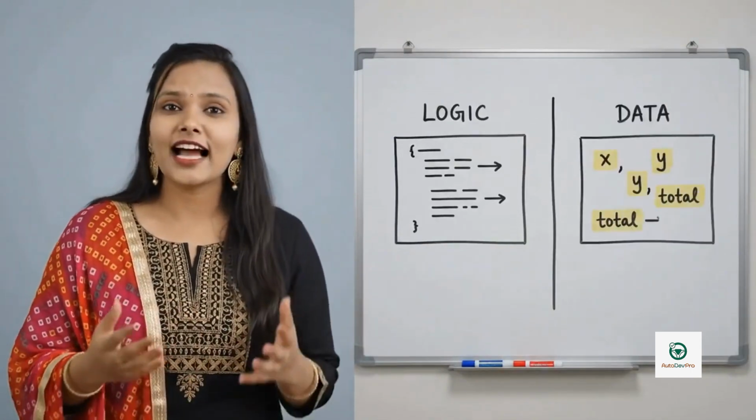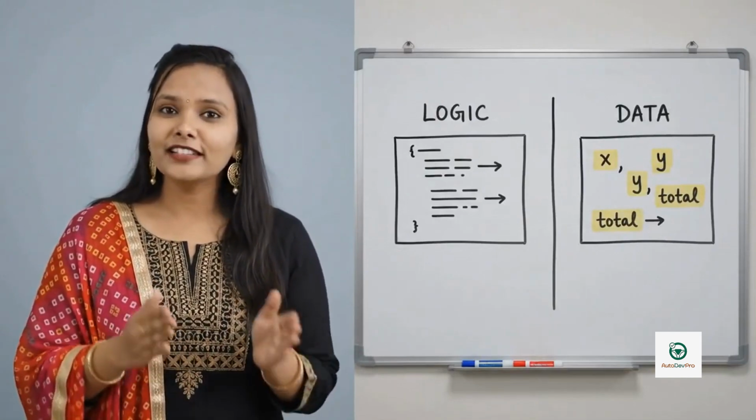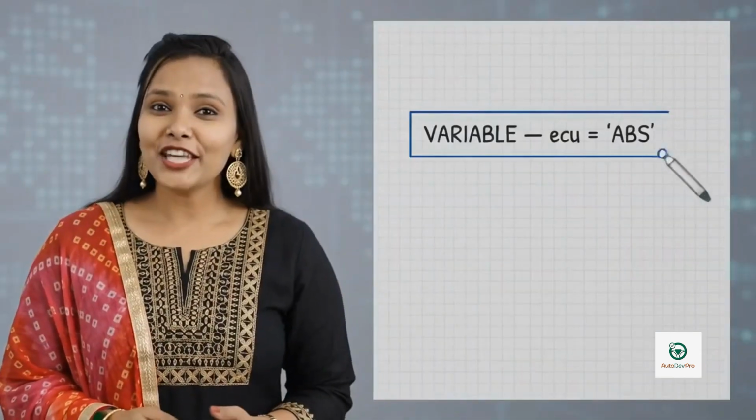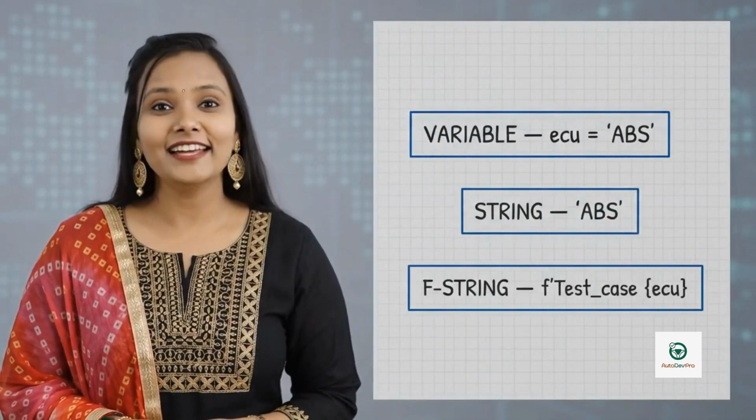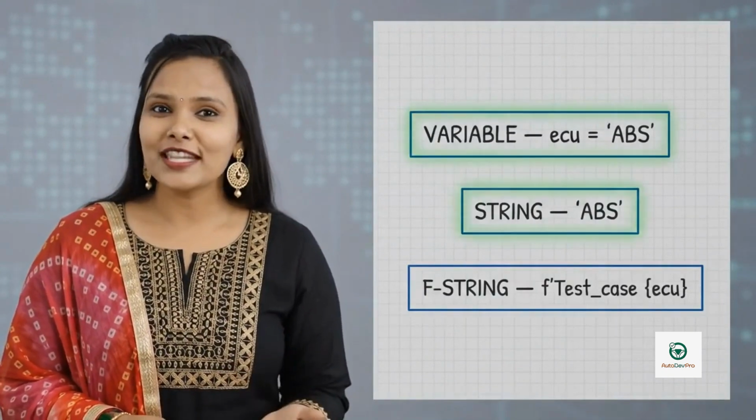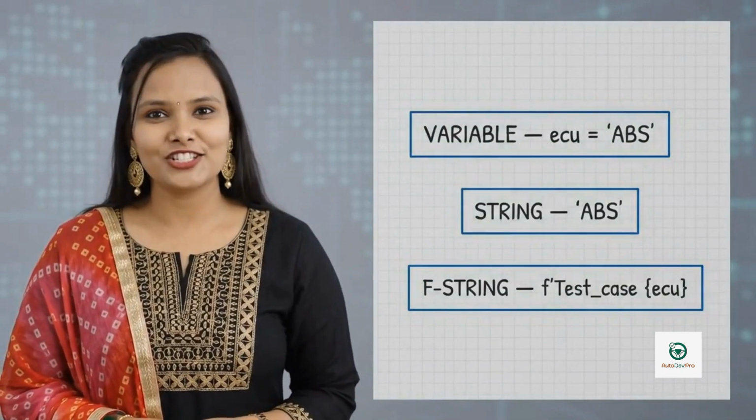This is one of the fundamental ideas behind automation. Separate the logic from the data. Today you learned variables, strings, and F strings. And you used them to build an ECU Test Result Generator.